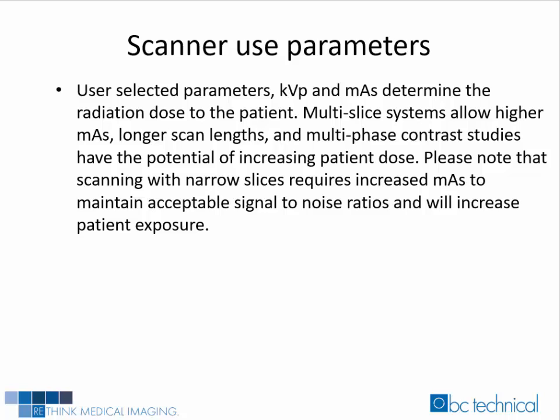Scanner use parameters. User-selected parameters, kVp and mAs, determine the radiation dose to the patient. Multi-slice systems allow higher mAs, longer scan lengths, and multi-phase contrast studies that have the potential of increasing patient dose. Please note that scanning with narrow slices requires increased mAs to maintain acceptable signal-to-noise ratios and will increase patient exposure.